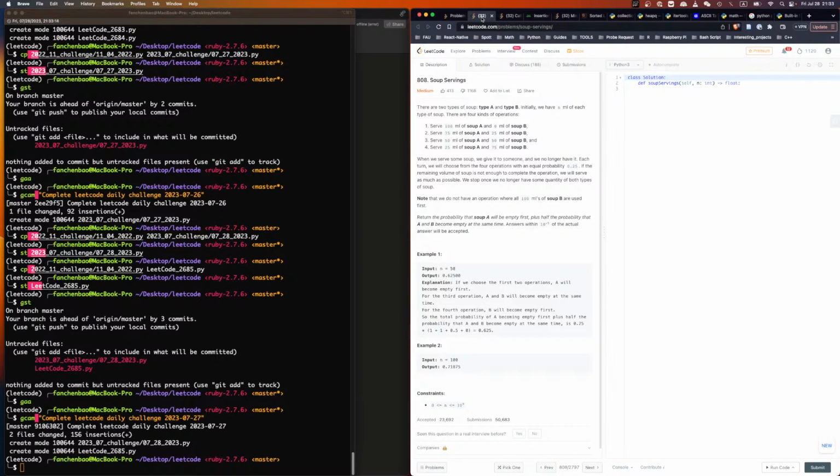Hold on. Let's see the example. If we choose the first operation, A will empty first. If we choose the second operation, A will empty first. Now, whenever you are empty, that's it. Half the probability that A and B become empty at the same time. Ooh, at the same time. Now I like probability problems.